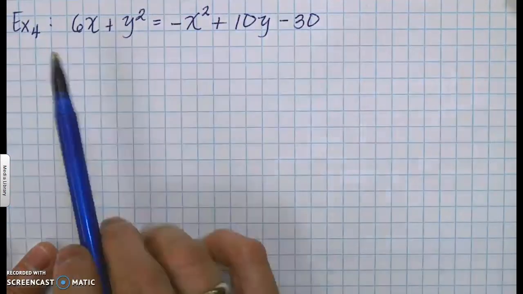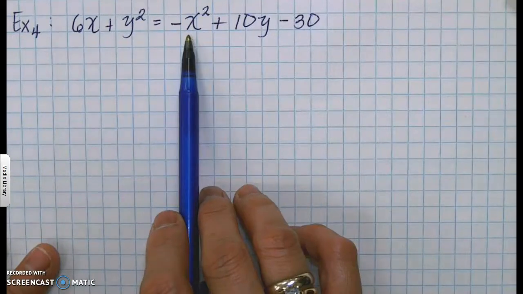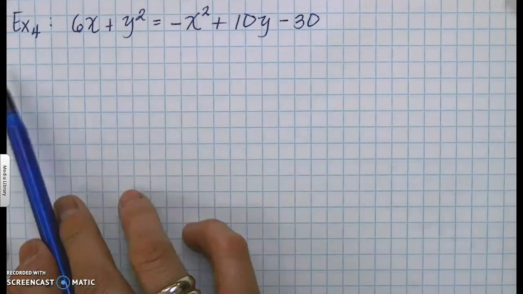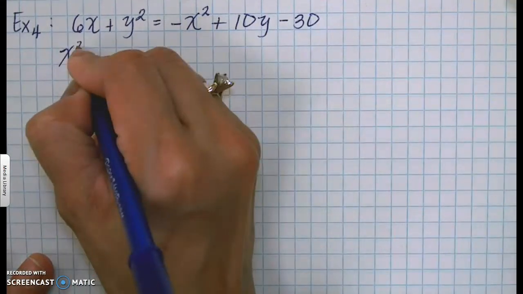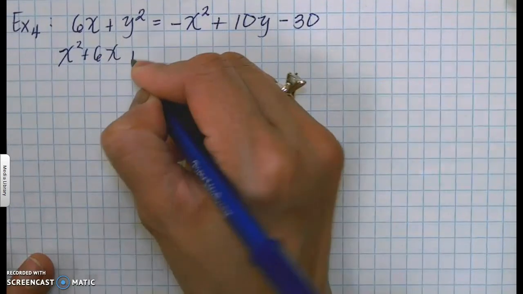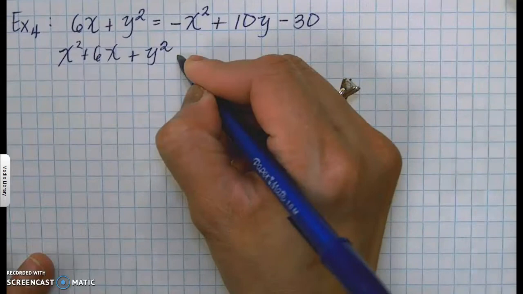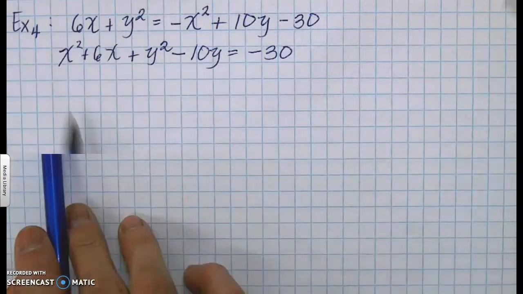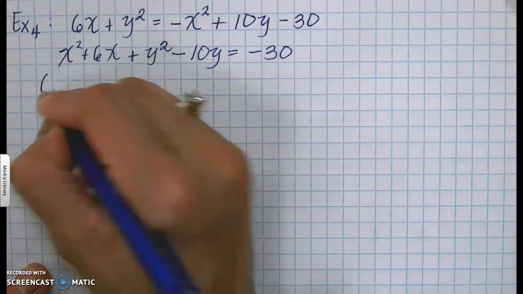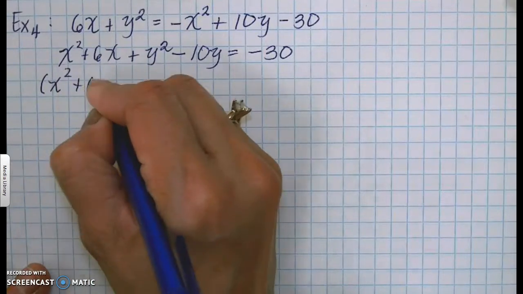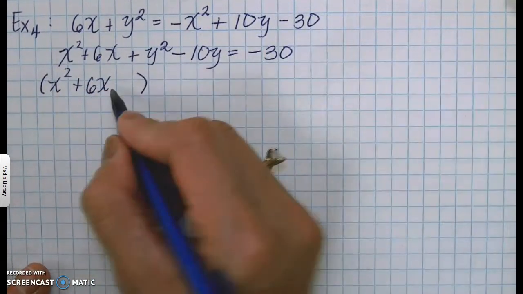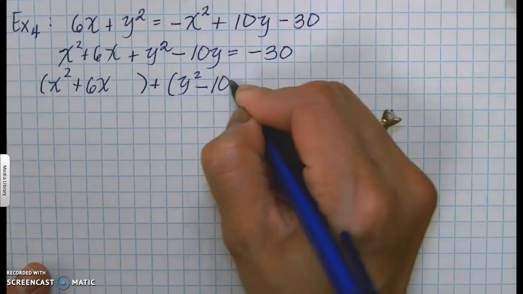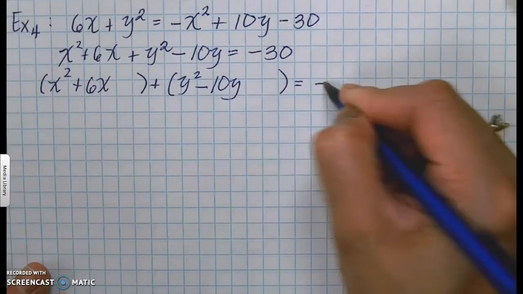Our fourth and final example is 6x plus y squared equals negative x squared plus 10y minus 30. This has to be left on this side, but all of them should go to the other side. So this would look like x squared plus 6x plus y squared minus 10y equals negative 30. And then I will have to do some completing the square, which would look like this. You'll have to leave a space for your c on that side. And same thing, y squared minus 10y, leave a space, and then equals negative 30.